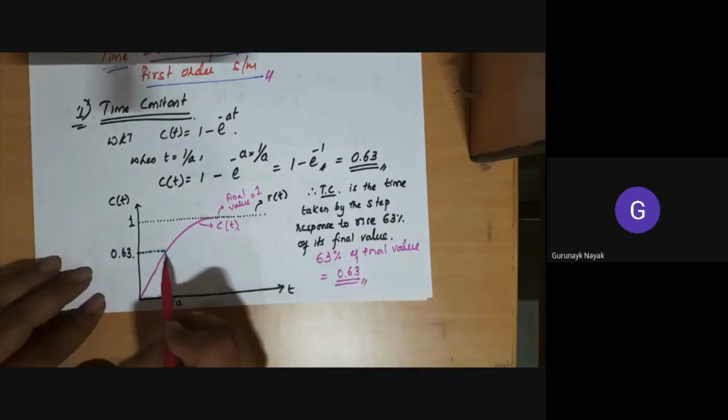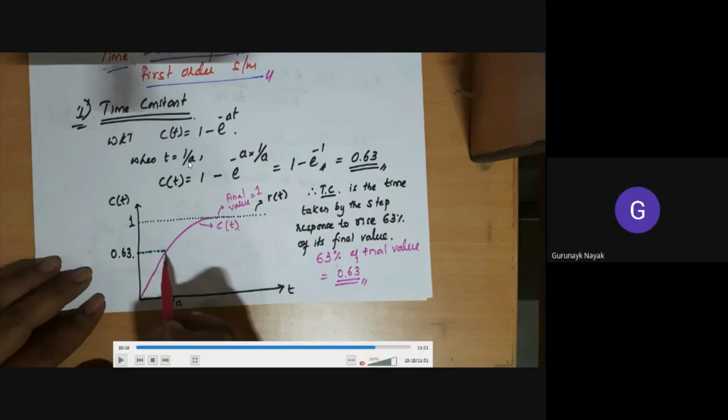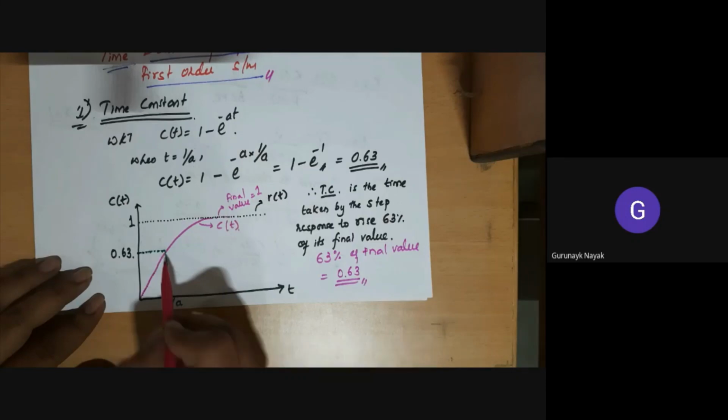Excuse me, sir. So this 63%, does it have any other physical significance, or are we just taking it as a standard for all systems? It has a significance in the sense that it is conventionally accepted everywhere. You can ask why we cannot take t equal to 1 by 2a, or 2 by a, or 3 by a. There are many questions you can raise, but whatever literature I have studied till now in control systems, I felt it is a convention that everyone has accepted.